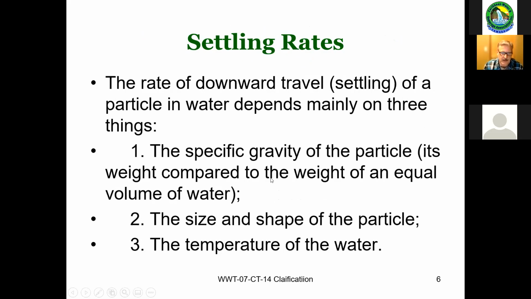Okay, so settling rates. With a primary clarifier, if you break it down, you've got the specific gravity of particles and how the clarifiers are designed to allow typical particles to settle. The size and the shape of those particles is of great importance when you're designing clarifiers, and also the temperature of the water. Warm water is less dense, which basically means the molecules in that water are spread apart a bit, which allows for easier settling or sedimentation.